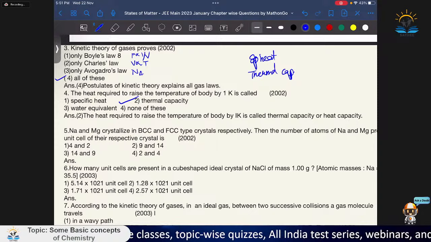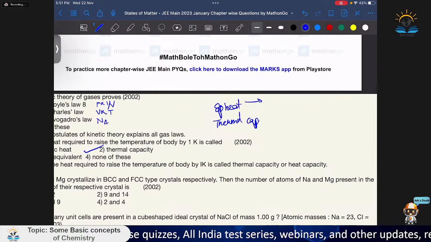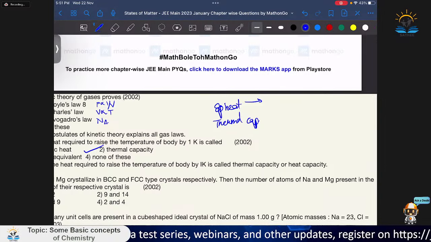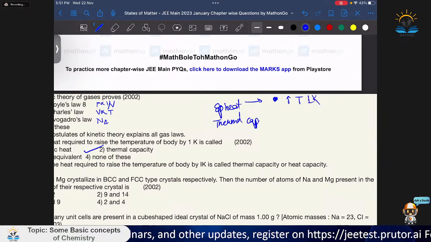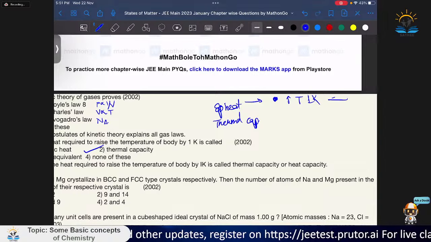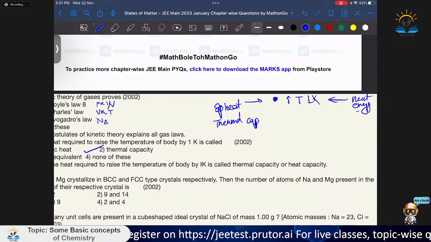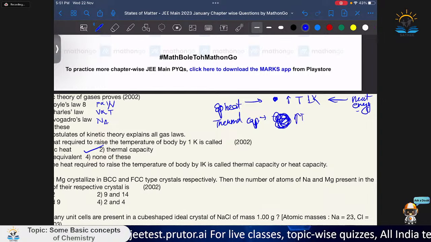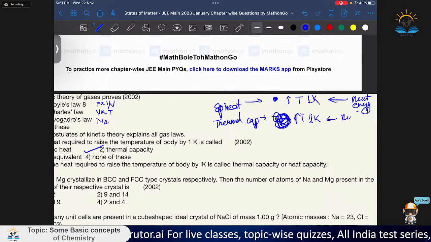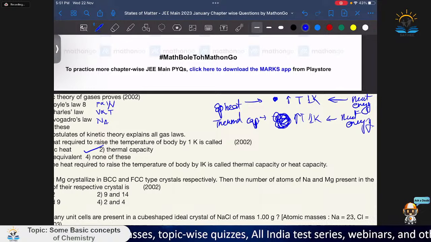First, we'll see specific heat. According to specific heat, it is the amount of heat required to increase the temperature by 1 Kelvin for a unit mass. So we just take a unit mass and we raise the temperature by 1 Kelvin. The amount of heat energy is the specific heat. Thermal capacity is for any amount of substance. So we just take any amount of substance, we increase the temperature by 1 Kelvin, and the amount of heat energy is the thermal capacity of that body.